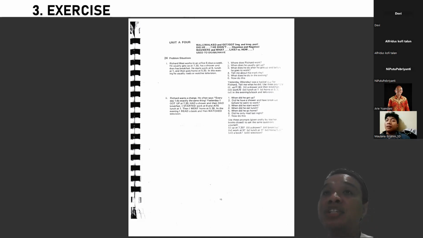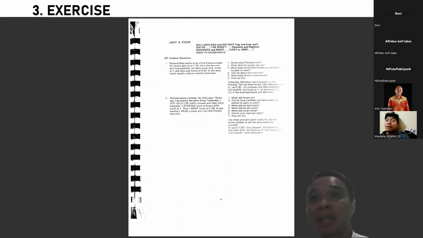Richard wants a change. A change. Not "a change", but "change" as in cake change. He often says, every day I do exactly the same thing. Yesterday I got up at 7:30.